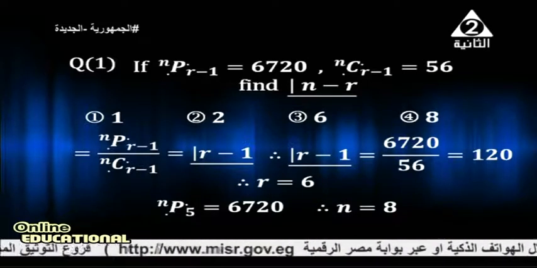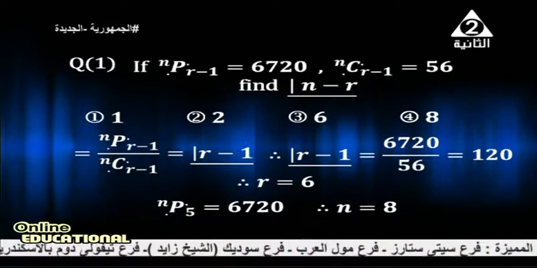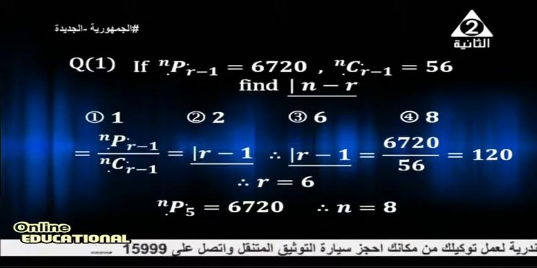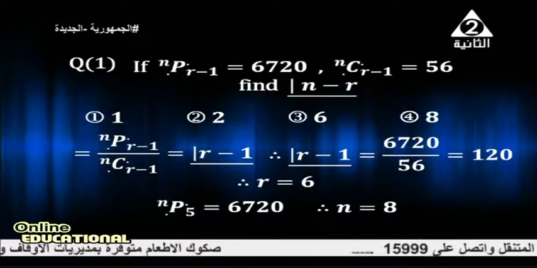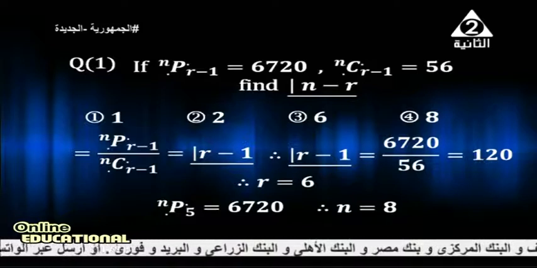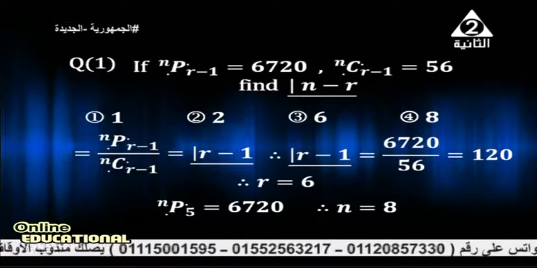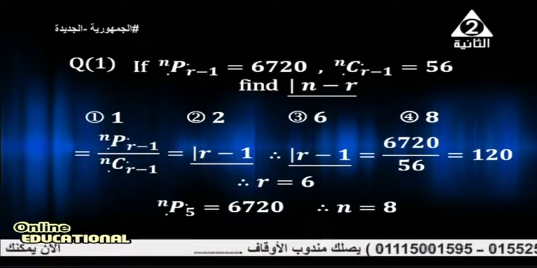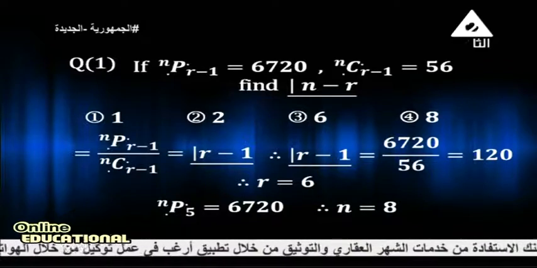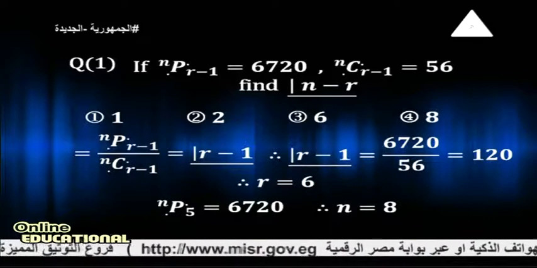At the first, the relation between nPr minus 1 and nCr minus 1 equals factorial r minus 1. Therefore, when we divide nPr minus 1 over nCr minus 1, factorial r minus 1 equals 120. What is the factorial of 120? Factorial 5. Therefore, we deduce that r equals 6.